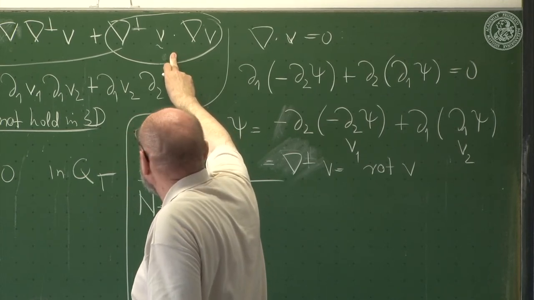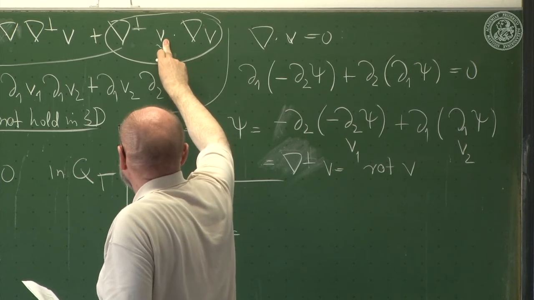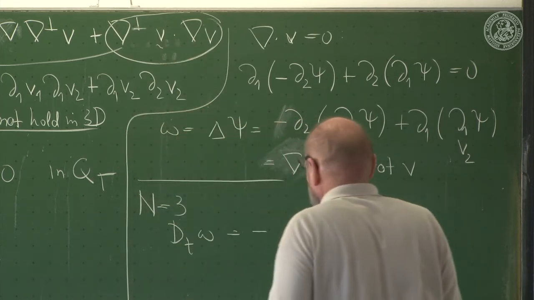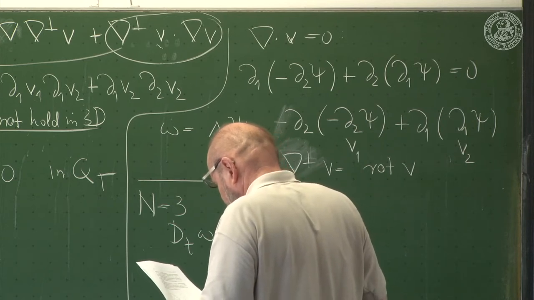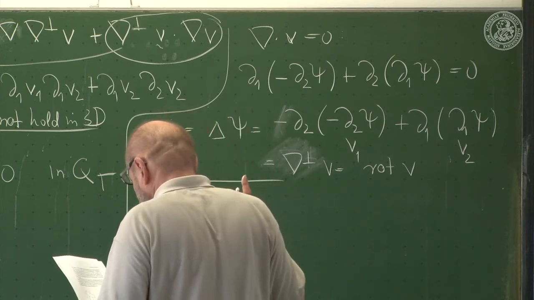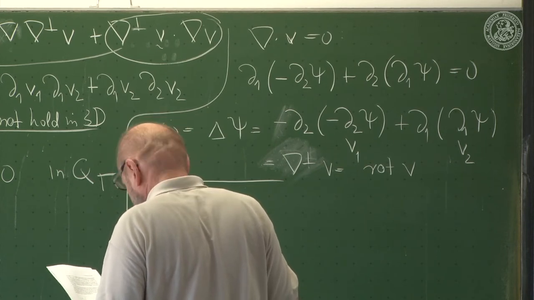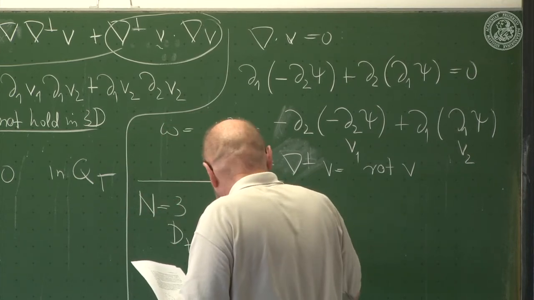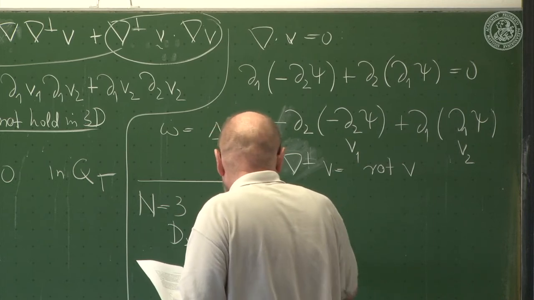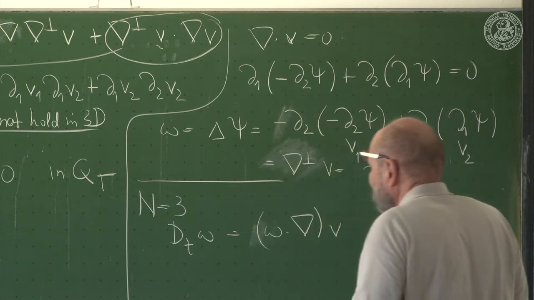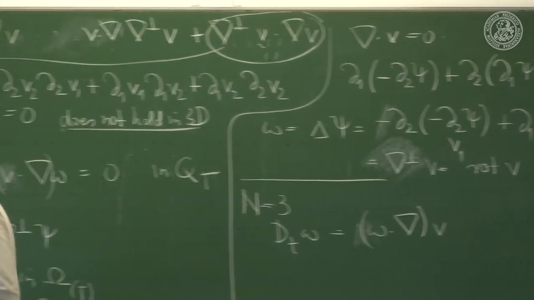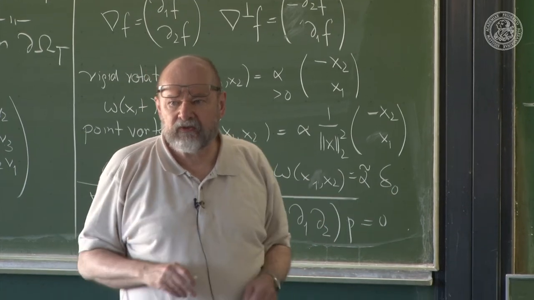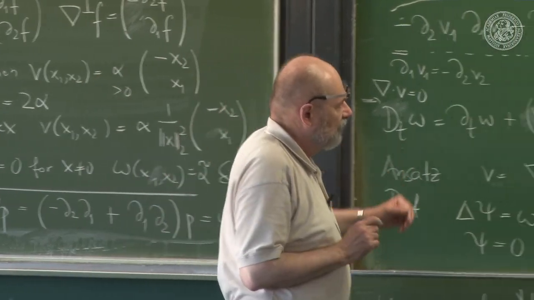What is this here? This is omega. So we have a term omega times the gradient of V on the right-hand side. There's a sign confusion. It's a minus omega times gradient of V. Here, this was a pure transport equation. Give me some vorticity field, and then having this velocity field, it's only shifted through with this given velocity.